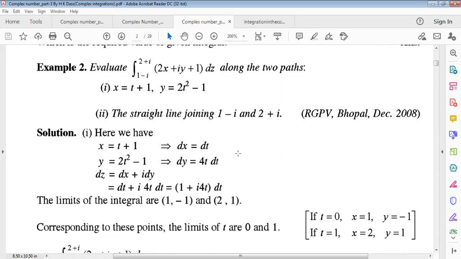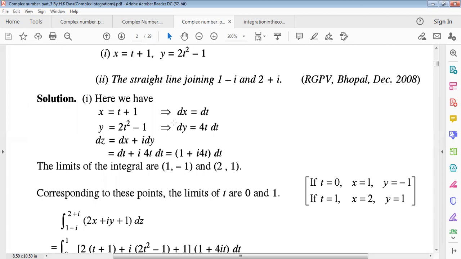Okay, now another one, example 2. The integral limits: lower limit 1 minus i and upper limit 2 plus i. The function, a function of a complex variable, twice x plus iy plus 1 dz, along the two paths. First path is x equals t plus 1, y equals 2t square minus 1. Another path, another straight line joining 1 minus i and 2 plus i. So there are two paths.